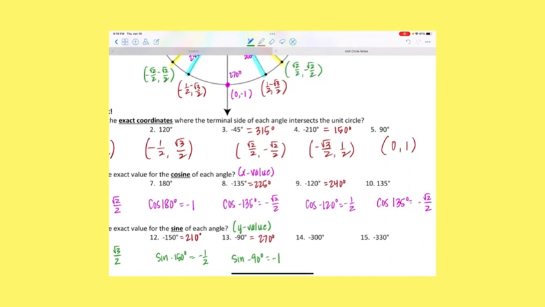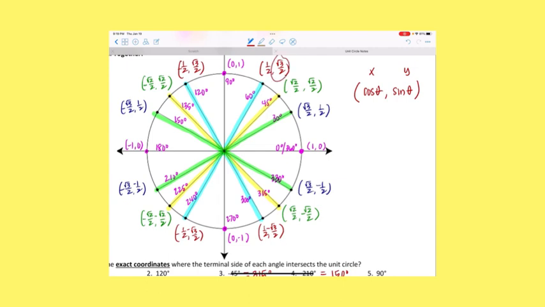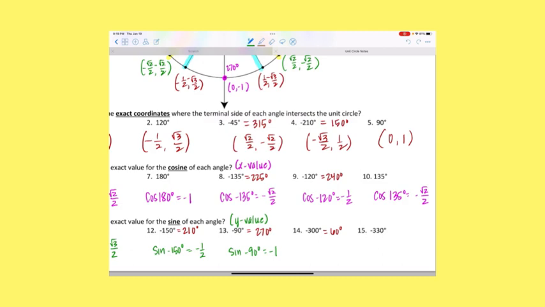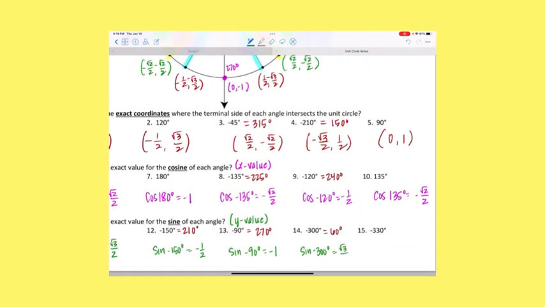And then we're almost there. Negative 300. That is coterminal to 60 degrees. So 60 degrees, if I go there, my sine, radical 3 over 2. So the sine for negative 300 degrees is radical 3 over 2. I can't hold all this information and talk at the same time.